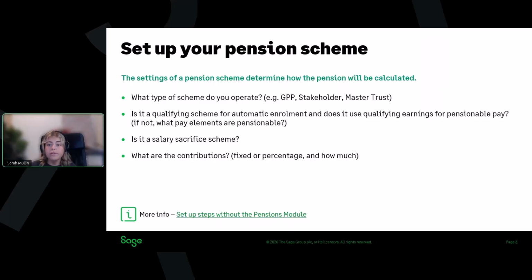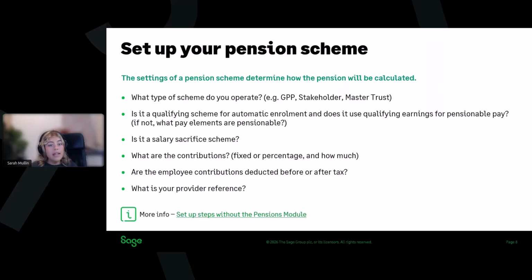Next up, what are the contributions? So are they based on a fixed amount, or are they percentage based? And what are those amounts or percentages as well? And another thing you'll want to check is whether the employee contributions are deducted before or after tax, as again, that is going to affect how Sage calculates it.